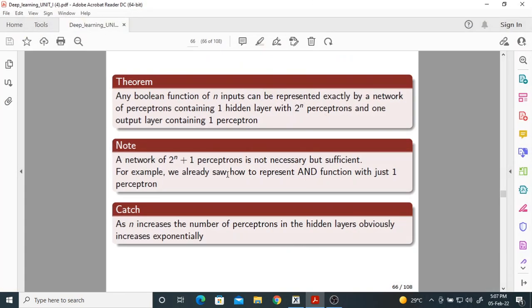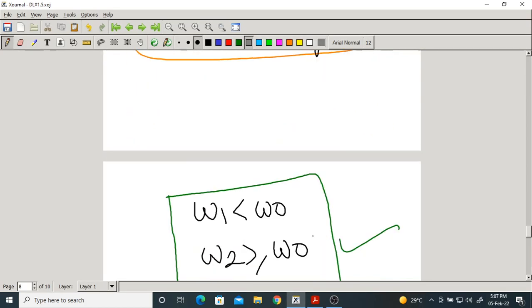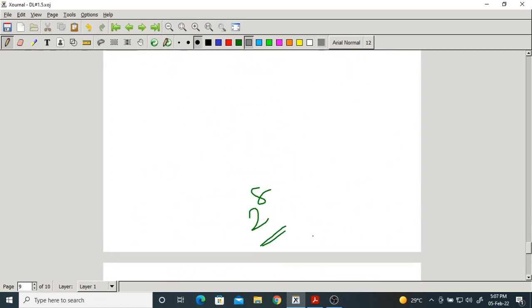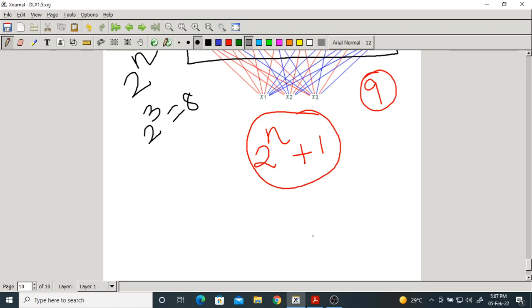That is the logic. A network of 2 power n plus 1 perceptrons is not necessary but sufficient. Very important. It is only a sufficient condition. What do you mean by this? Even though you do not have 2 power n plus 1 perceptrons, still sometimes you can implement a Boolean function of n inputs. An example is the AND gate.